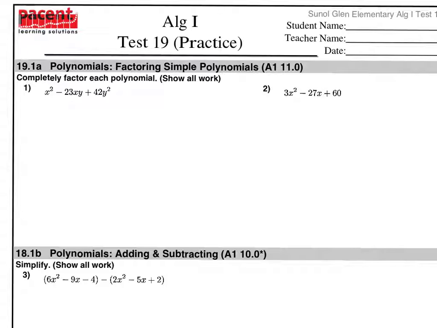Okay, so here's our first problem. If you take a look at the top of each of your sections, it tells you what it is that you're doing. And so this will just remind you that this is the skill for this week. We've been factoring simple polynomials, okay?